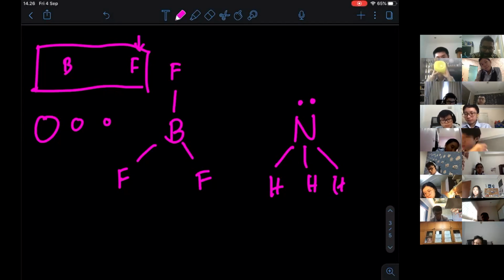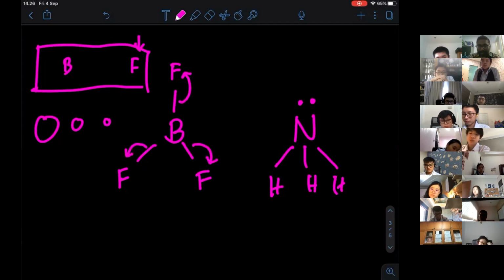So what happens, the electron pairs will be pulled towards fluorine. They will be pulled towards fluorine. But I'll come back to that later.